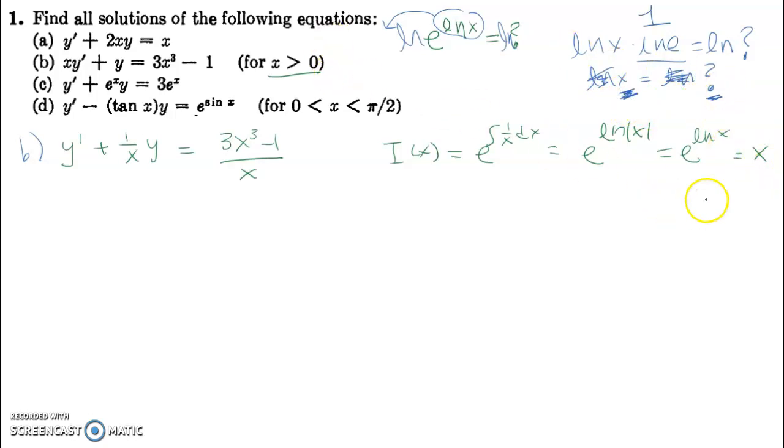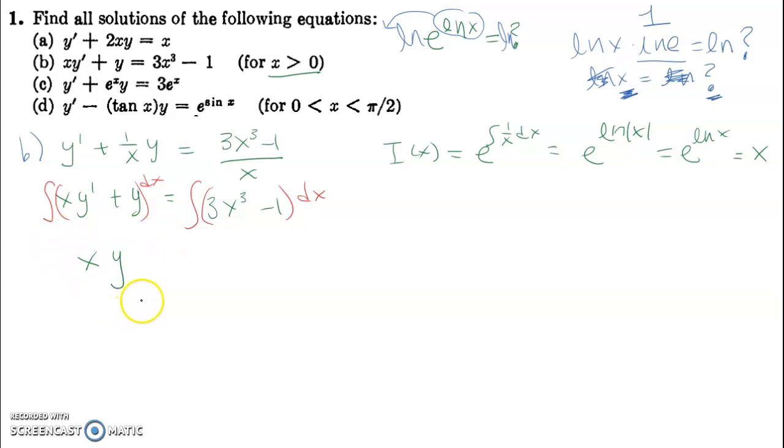So this ended up being our integrating factor, so let's multiply that to both sides. So we have x y prime plus y equals, and the x's just cancel out, so we have 3x cubed minus 1. Now we're going to do the integration of both sides. And the whole point was that our left-hand side was going to end up nicely as just x times y.